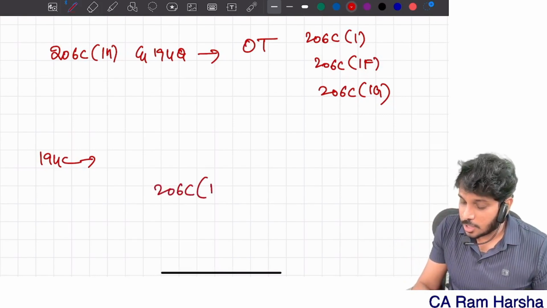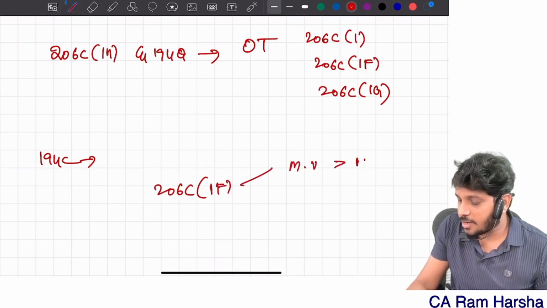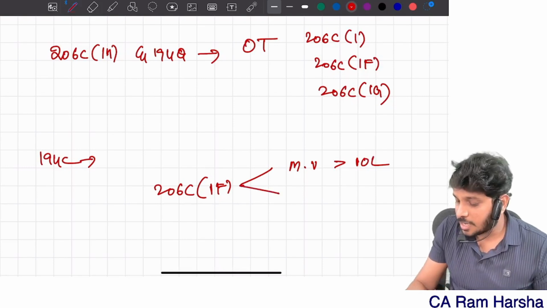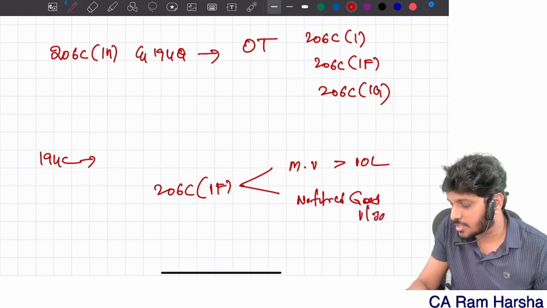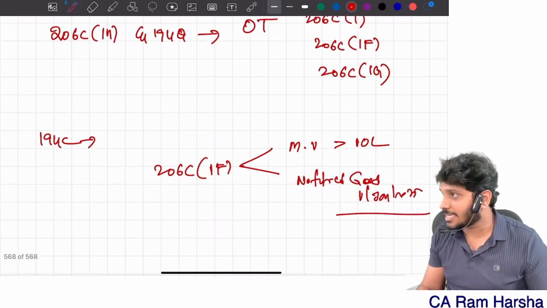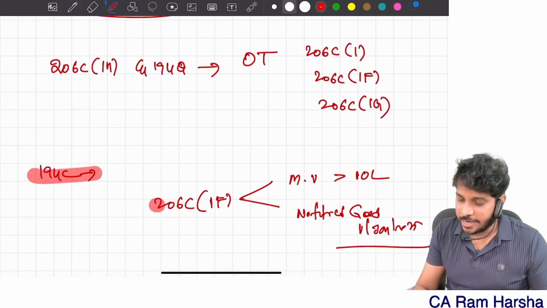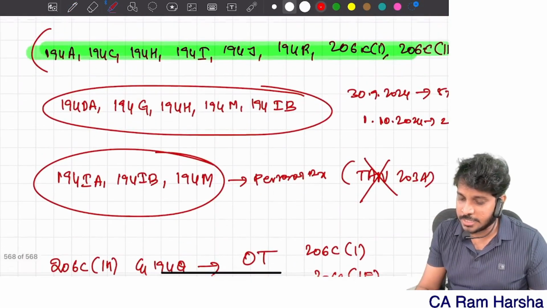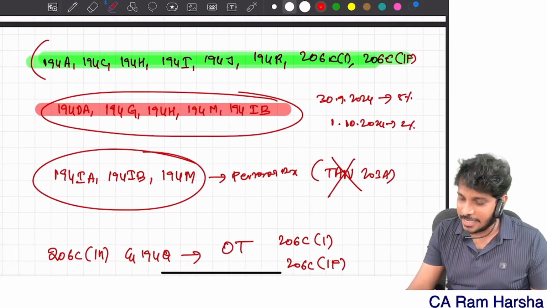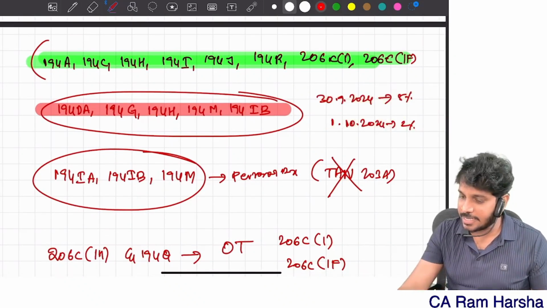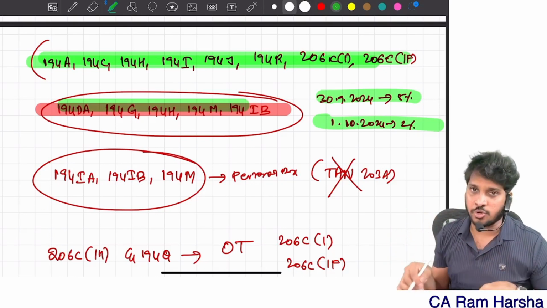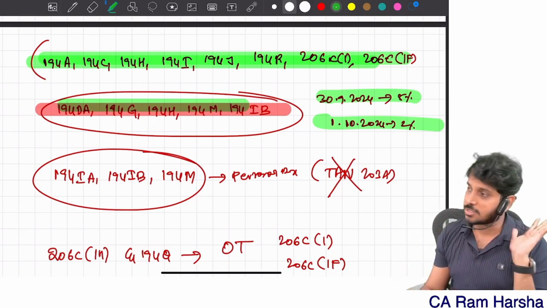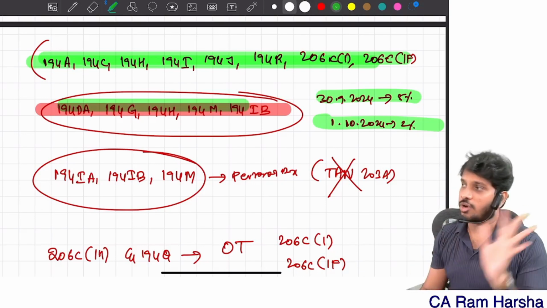206C 1F, earlier it was applicable for motor vehicles where value exceeds 10 lakhs. But now notified goods are also added, with effect from 1st January 2025. That's it. These are the amendments: 194C and 206C 1F. Don't worry. In the TDS revision, at respective places, I repeated these sections multiple times. You will understand better. Are you confident?